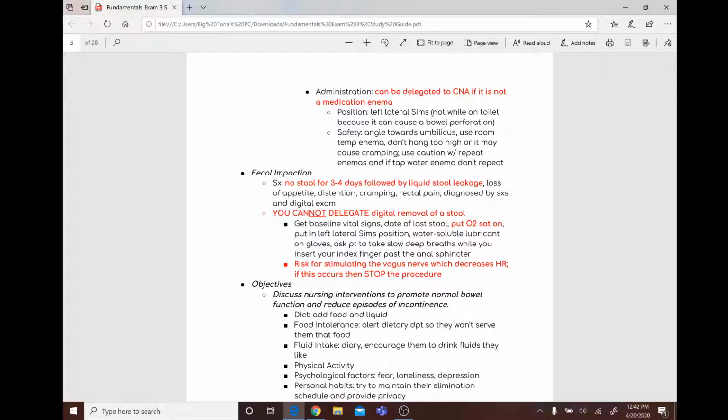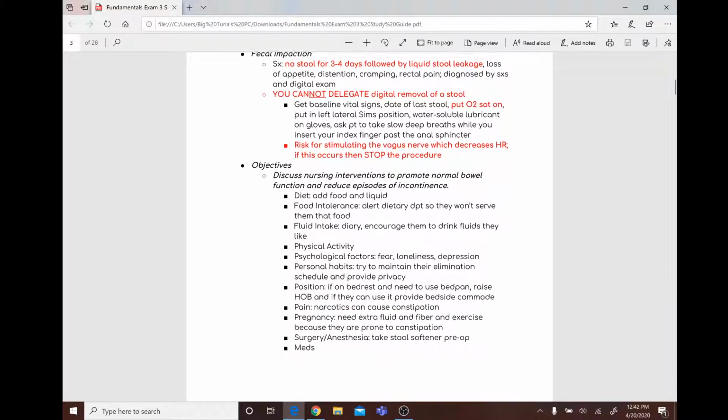What do we have to do before doing fecal impaction removal? Get vitals, date of last stool, oxygen, left lateral Sims, water soluble lubricant on gloves, ask the patient to take slow deep breaths while you insert your finger past the anal sphincter. What's the risk that could happen with fecal impaction? Vagal nerve stimulation, which decreases heart rate, and if this occurs, stop the procedure.